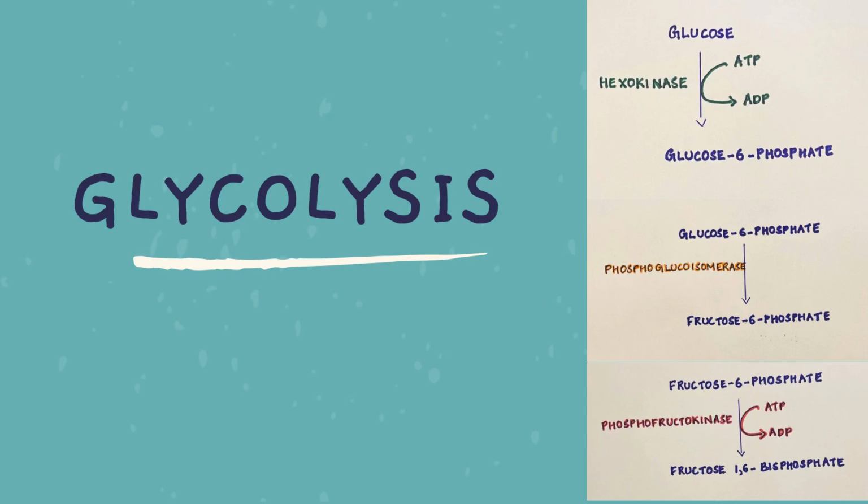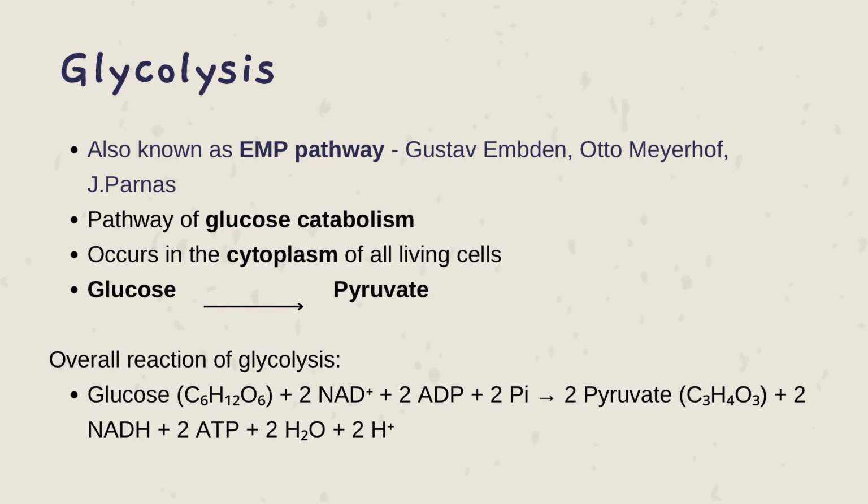Today we will be learning about the process of glycolysis. Glycolysis is also known as EMP pathway. It is named after three scientists, Gustav Embden, Otto Meyerhof and J. Parnas, who gave the scheme of glycolysis. It is a pathway of glucose catabolism where glucose is broken down to produce energy.